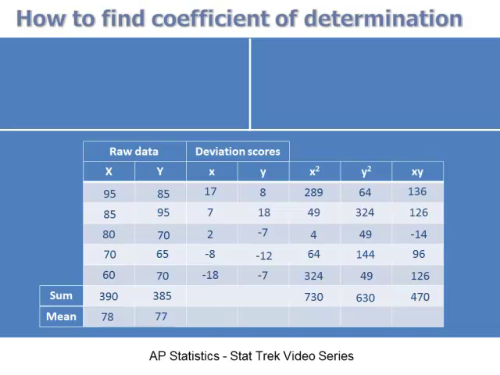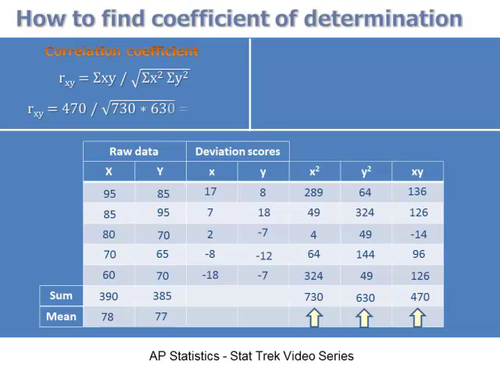So let's compute the coefficient of determination. With simple linear regression, the easiest way to find the coefficient of determination is to first compute the correlation coefficient, which is equal to the sum of xy divided by the square root of the sum of x squared times the sum of y squared. We previously computed values for each term in this formula. The sum of xy is equal to 470, the sum of x squared is equal to 730, and the sum of y squared is equal to 630. So let's plug these values into the formula.